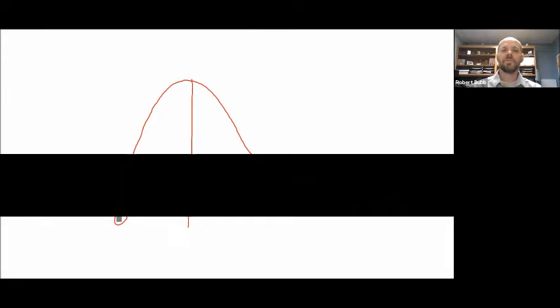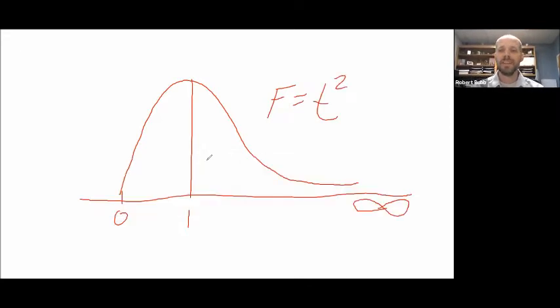So that means the F distribution in its most basic form with two samples is just simply t squared. So if I take a t statistic squared, I'm going to get an F statistic. If I take the square root of F, I'm going to get a t statistic. So make sure you know the relationship between t and F.